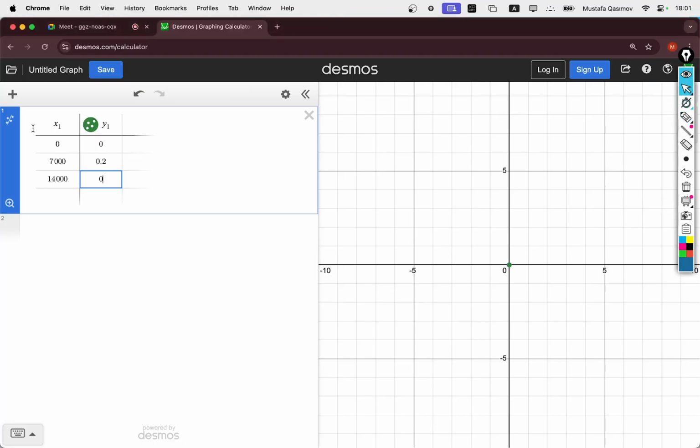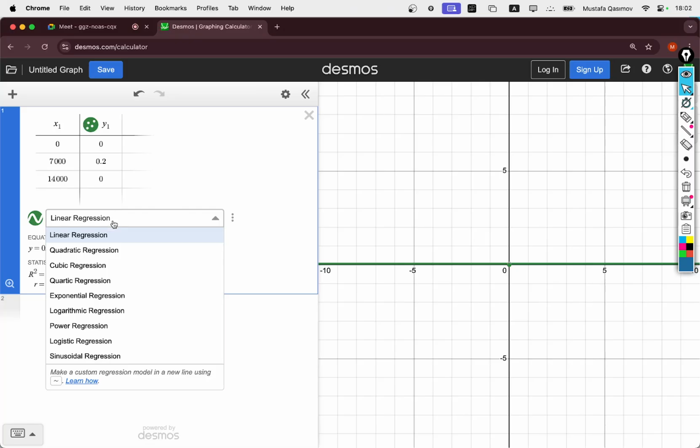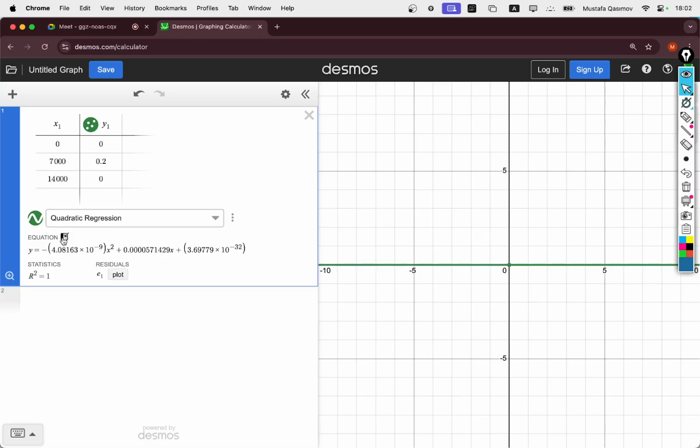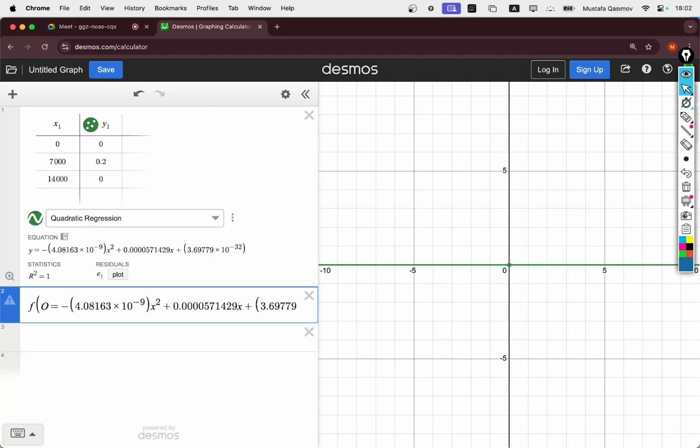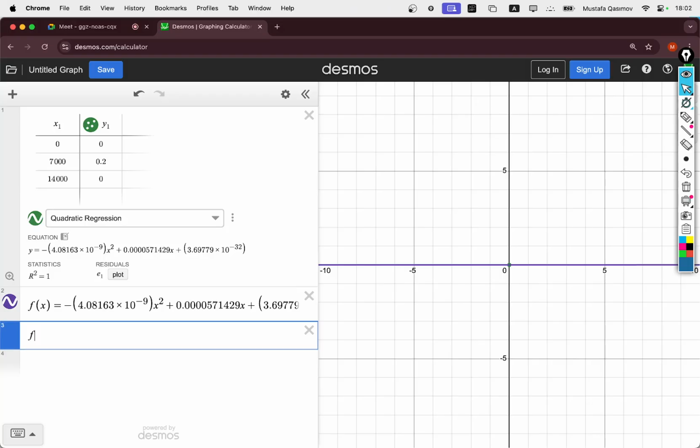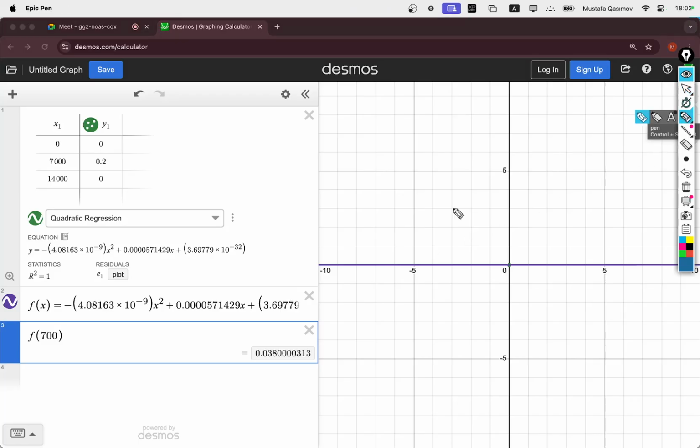Then press this one, then change it to quadratic, press that one, make it f of x, and write here f of 700. Is it clear?